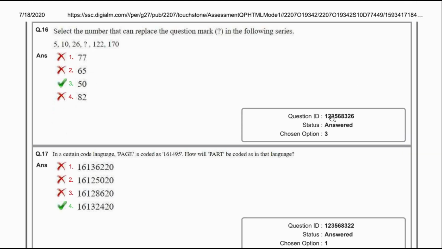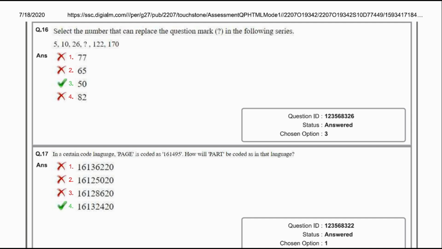Select the number that can replace the question mark in the following series. 5 into 5, 10, 26, 122 and 170. So the option is 50.